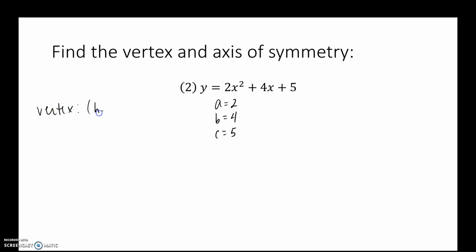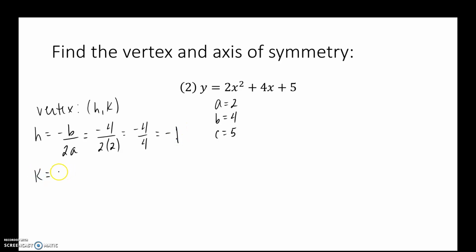So the vertex is the ordered pair h comma k. H is the opposite of b, divided by 2a. B is equal to 4, so negative 4 divided by 2 times a, negative 4 divided by 4. So my x-coordinate is negative 1.